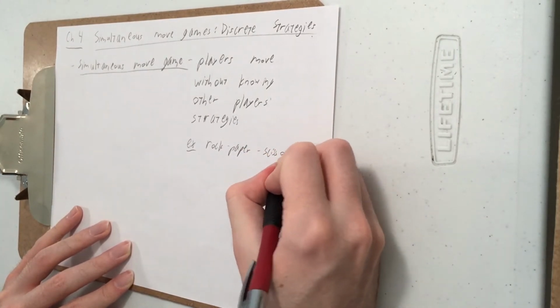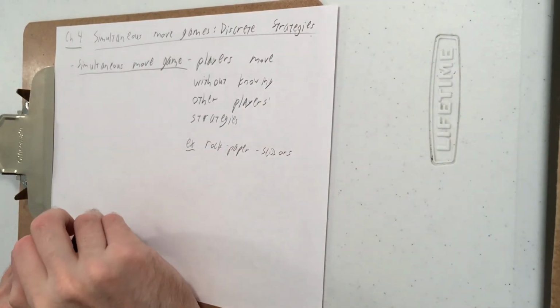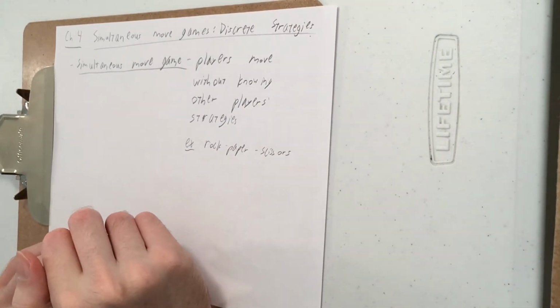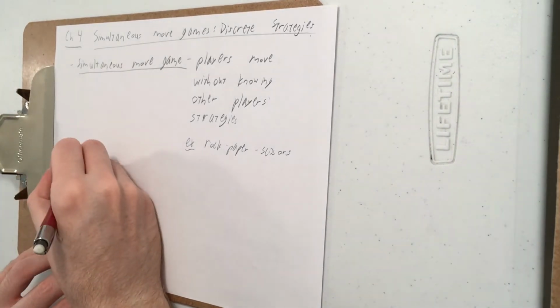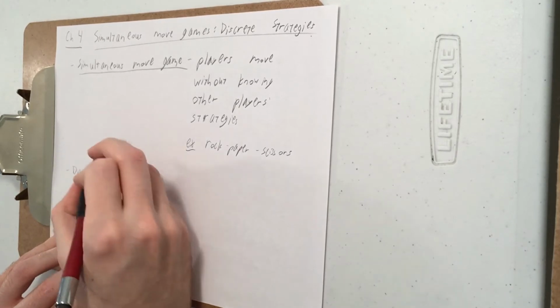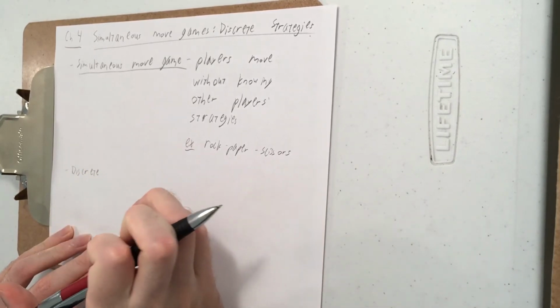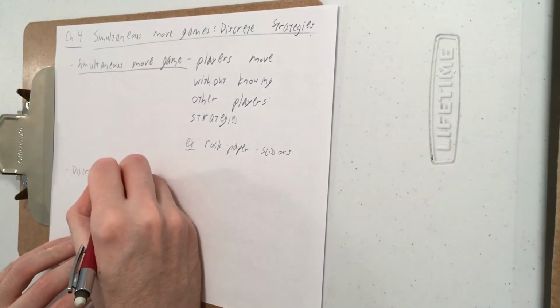This chapter is about discrete strategies. That means that each player has a finite number of options available to them. So in games like rock, paper, scissors, you only have 3 options, so that counts as discrete strategies.